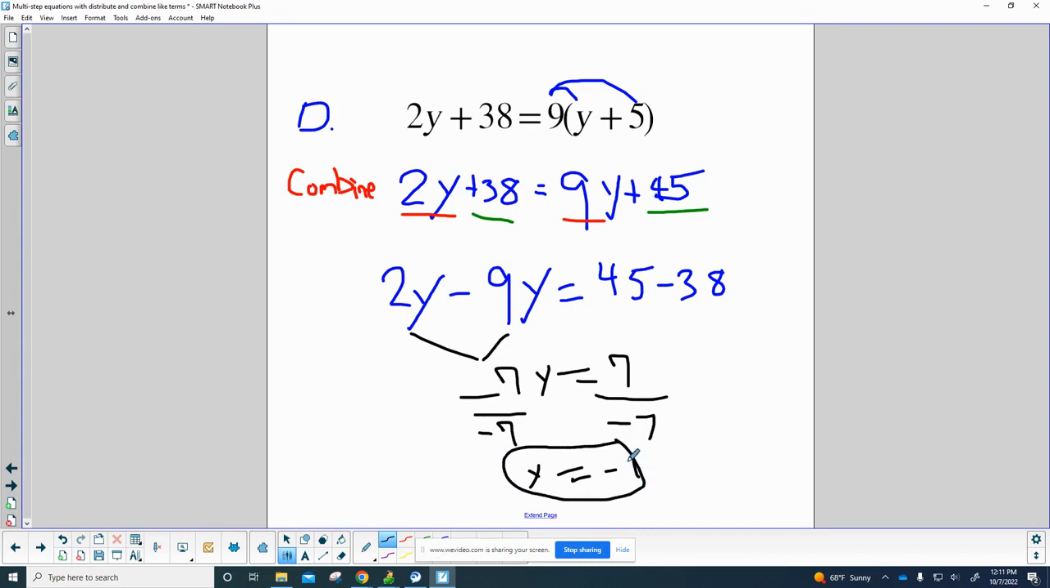So there's that example. And so again, we combined our like terms, and that's how we end up with this line right down here. And then down here we continued to isolate the variable and solve. And if we do this step-by-step process, we get a good answer.